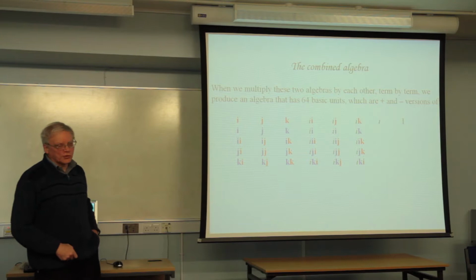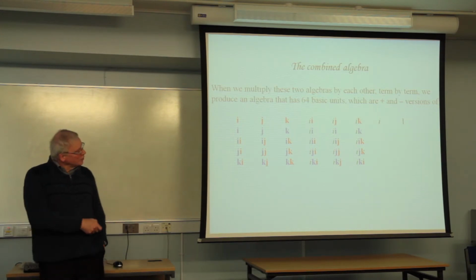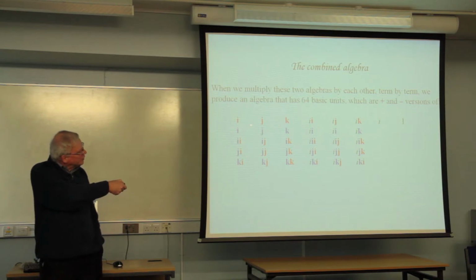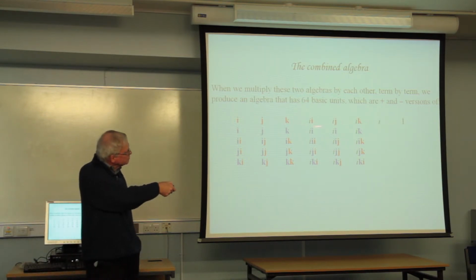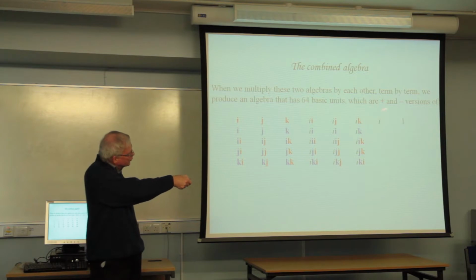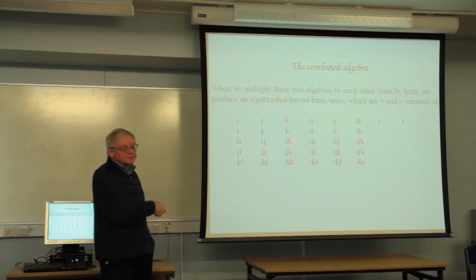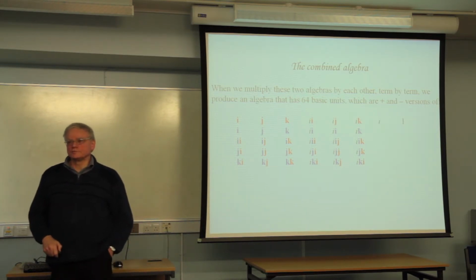I get 64 units. 32 plus and minus. So you can see this is the first space. I don't need to repeat those because they're commutative. That's the second one, and then this is the combinations of the two. That's what it would look like.